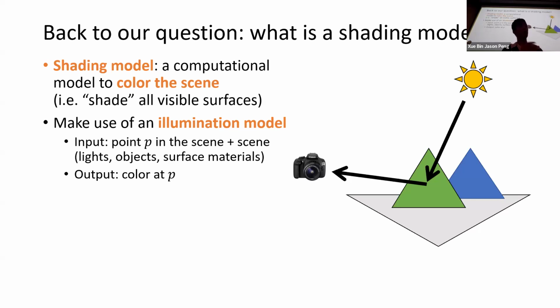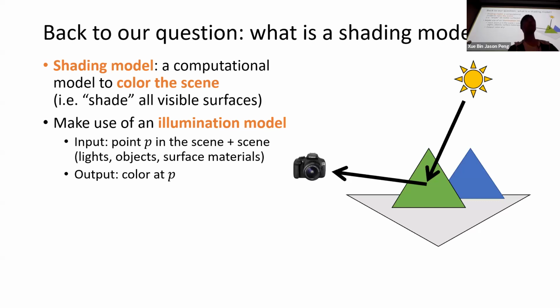where is the light source? What's the color of the light source? How many light sources are there in the scene? As well as where are the different objects in the scene located? What are the colors of those other objects? As well as what kind of material properties are on the particular point P that we are looking at. So is the point P on the surface of a rough object or is it on a smooth object?